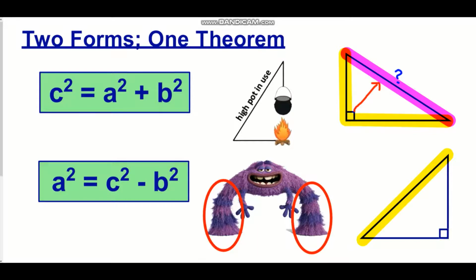On the other hand, if you're missing one of the shorter sides, say we know the two sides in yellow, but we're looking for one of those shorter sides, then you use a squared equals c squared minus b squared. And that pink side that you're missing, the shorter side, is going to stand for your a, and the one that you know is going to stand for your b. It doesn't matter which side that is smaller that you know and which side you don't. You can always just label the side that you don't a and the side that you do b.